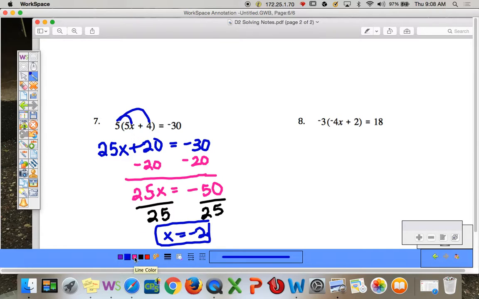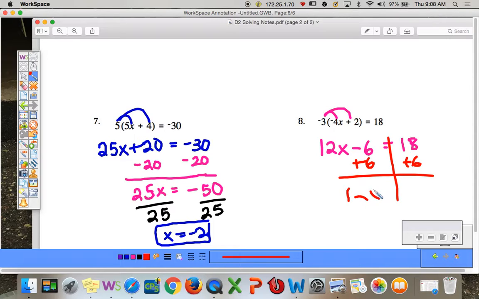And the last one here, again, with parentheses, you can distribute and multiply. Negative 3 times negative 4 is a positive 12x. Negative 3 times 2 is a negative 6. Equals 18. We will add 6 to each side first. We got 12x equals 24. And then we'll divide by 12.